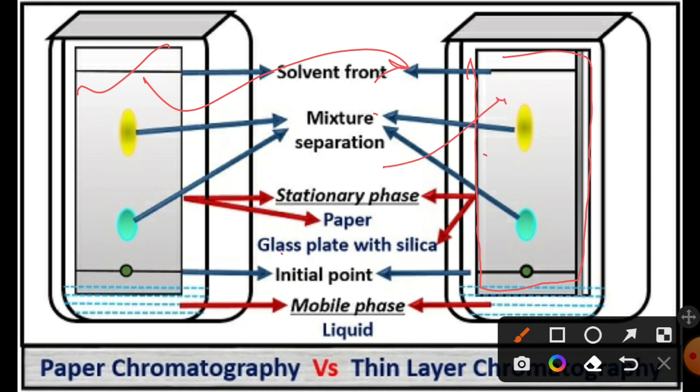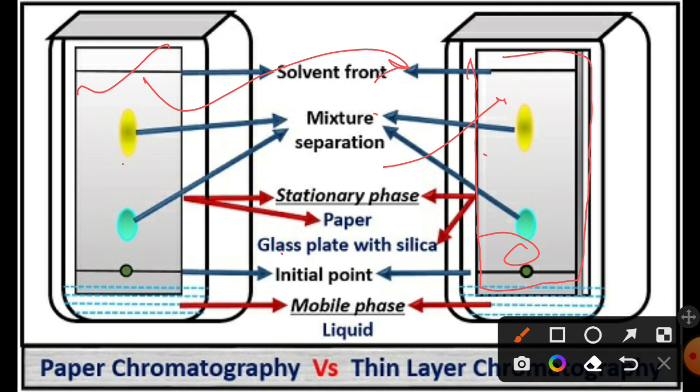Okay, the rest of the process is the same, but the presence of a thin layer adsorbent as the solid phase gives us the opportunity to use different kinds of solid phase, right? Not only that, it also provides a better separation that cannot be done with paper chromatography, and a faster separation, which paper chromatography also cannot provide.